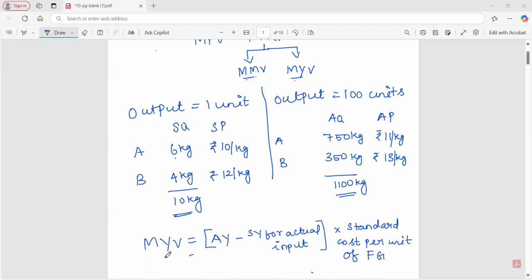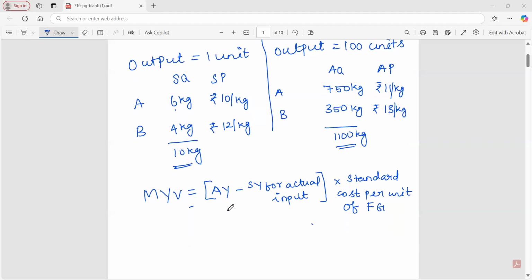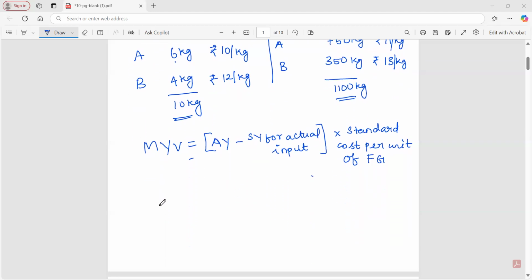The formula for calculating material yield variance is equal to actual yield minus standard yield for actual input, multiplied by standard cost per unit of finished goods. So please listen carefully. Outside the bracket, we have standard cost per unit of finished goods and not raw material. Why? Because as we already discussed, material yield variance is an output variance. Right? What is output? Finished goods. So outside the bracket, it should be standard cost per unit of finished goods and not the standard cost of raw material. Right? So now let's discuss each of these components in detail.